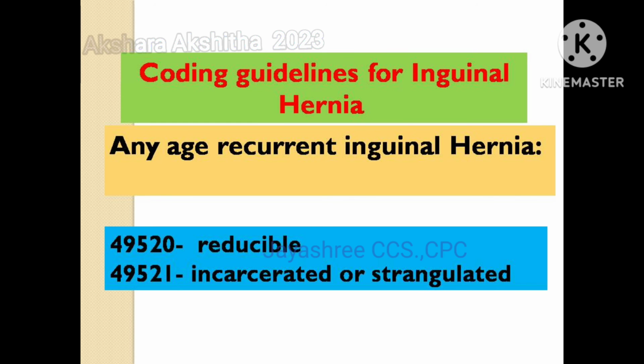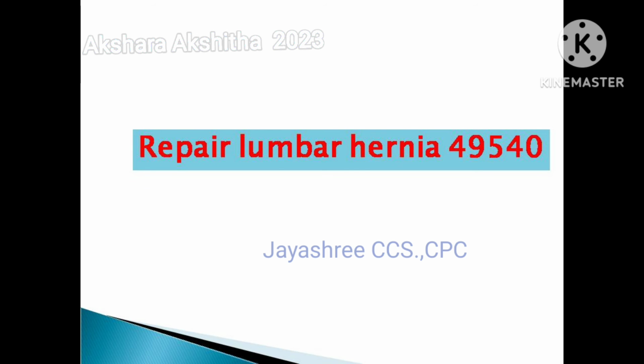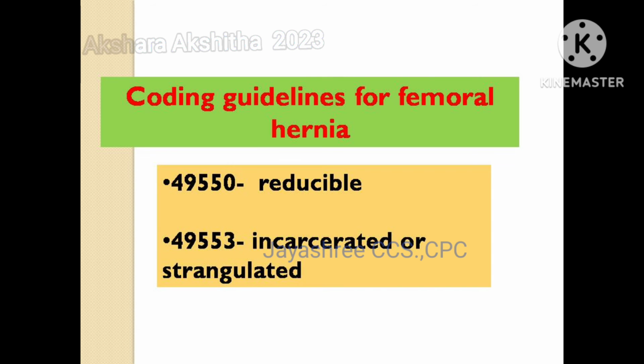Okay. The next type of hernia is lumbar hernia repair. For lumbar hernia repair, we have only one CPT code, 49540. This is a direct code, so there is no point in this. Okay, the next hernia type is femoral hernia. For femoral hernia also, they have separated initial and recurrent differently. For femoral hernia also, no need to look for the age of the patient.